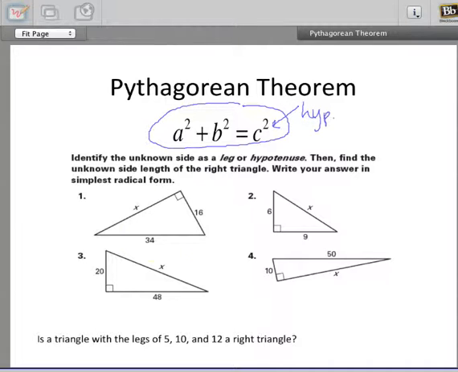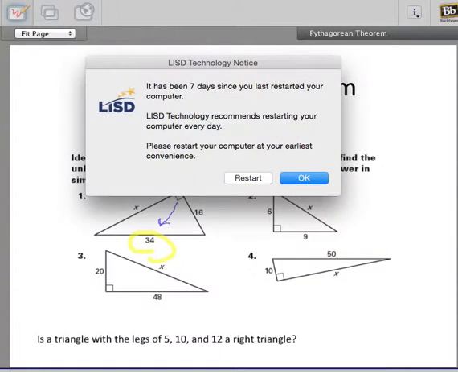Any ideas? Okay, it's 34, perfect. Your 34 is your hypotenuse because it's across from the right angle. So when you're setting up the Pythagorean theorem, you would say x squared plus 16 squared equals 34 squared.